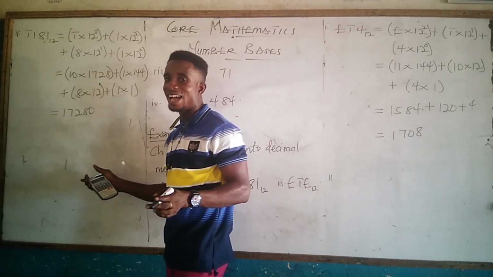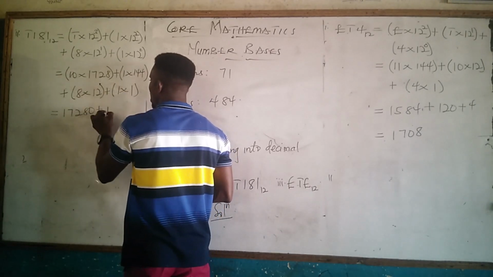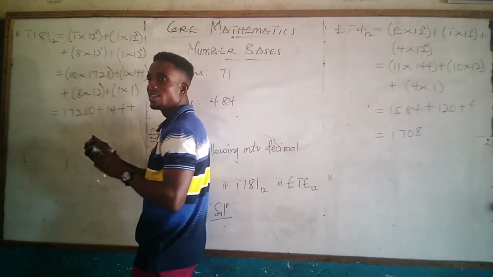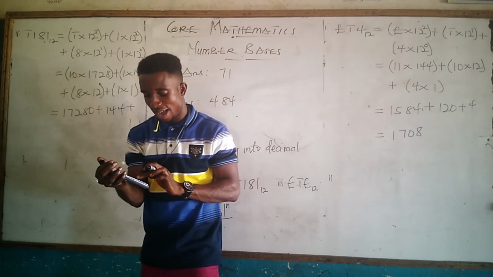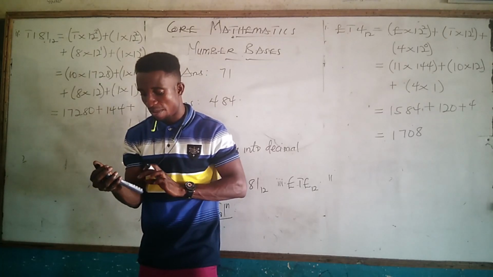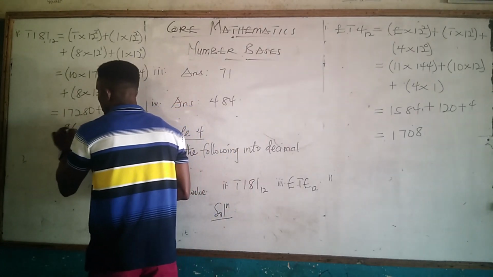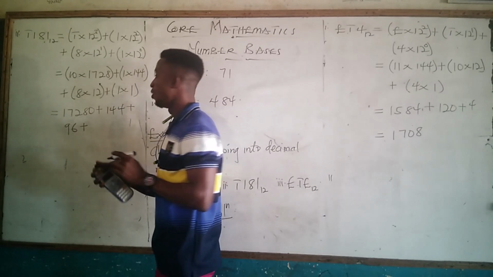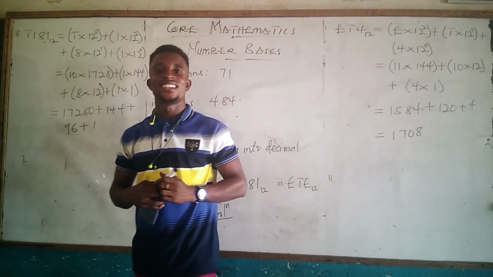That is 17,280, and I hope you had that. Okay, plus then this one is 144 plus 8 times 12. So I put 8 times 12. That is 96, so I'm going to put my 96. Then plus 1 times 1. So that is what? 1. Are we okay? Okay.